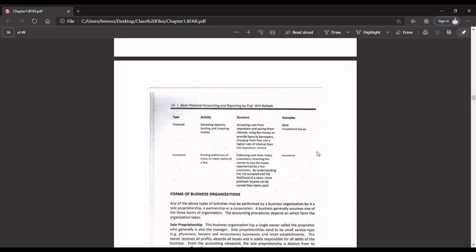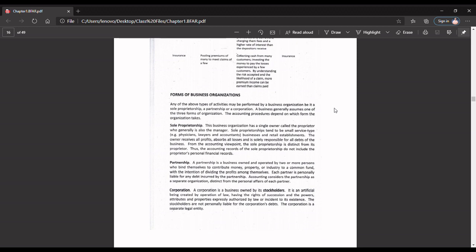Next, we have insurance. It includes pooling premiums of many to meet claims of a few. Examples of insurance include life insurance, fire insurance, and others.